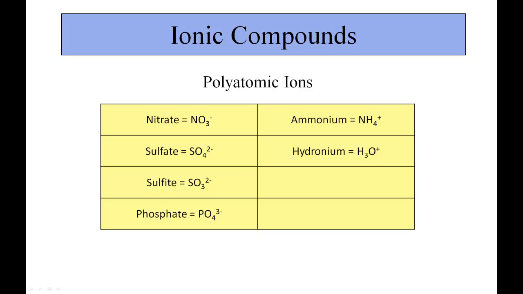Polyatomic ions are ions made up of more than 1 atom and they have a charge. Here are some examples. There are several polyatomic ions that you should know for the future, and there's no way to get around it other than to memorize them. Nitrate is 1 nitrogen and 3 oxygens, and it has a charge of -1. Sulfate has 1 sulfur and 4 oxygens, and it has a charge of -2. And then there's sulfite, phosphate, ammonium, and hydronium. These are all examples of polyatomic ions.